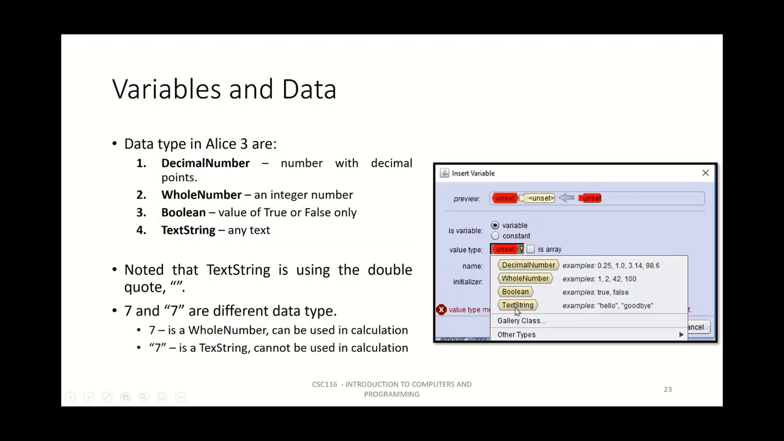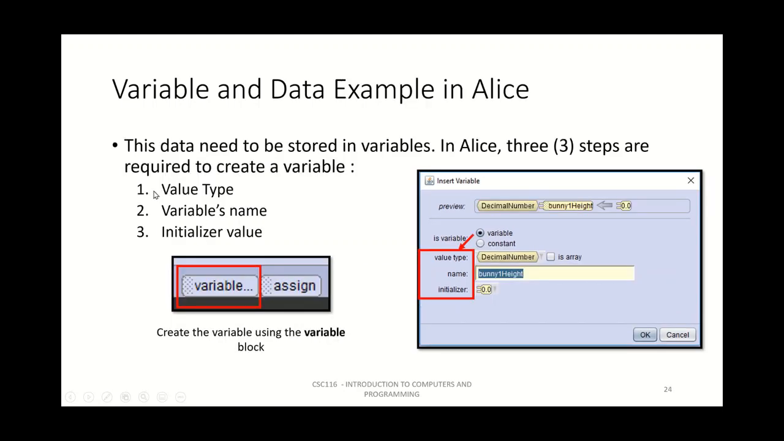Note that the text string uses double quotes. So between these two values, 7 without double quotes and 7 with double quotes are different data types. 7 without the double quotes is actually a whole number, and we can use this value in calculation. But 7 with the double quotes is actually the data type of text string and cannot be used in calculation.